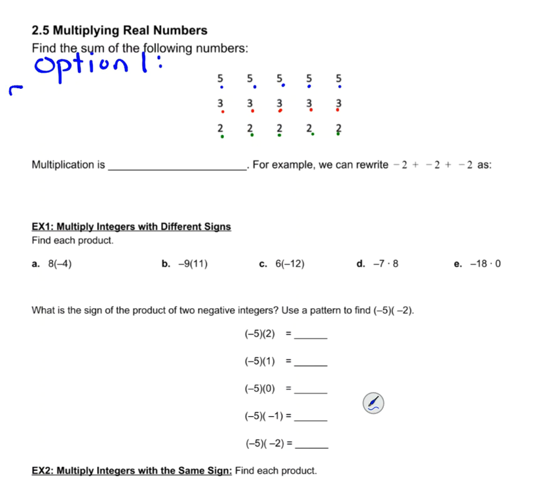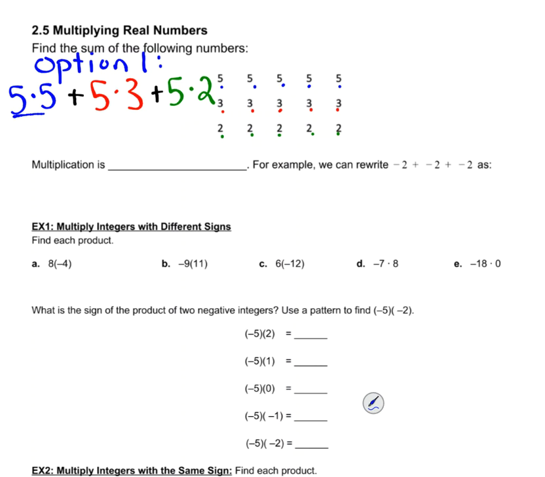I know that I have 5 5s. I've got 5 3s, and I've got 5 2s. And I'm multiplying each of those because I have 5 of each of them. So now we have 5 times 5 plus 5 times 3 plus 5 times 2. Let's try to reduce or simplify this now.